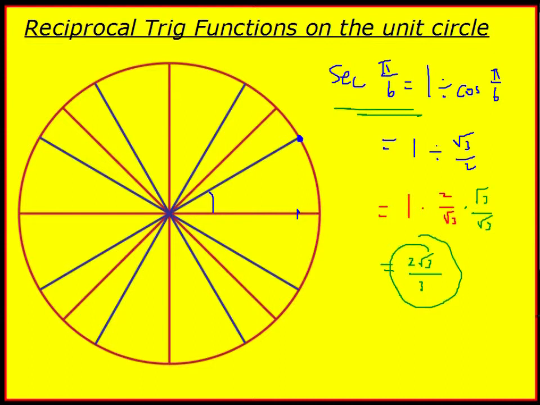This again works for all the trig functions. Secant is 1 divided by cosine, which is 1 divided by x. Cosecant of theta, or in this case pi over 6, is a reciprocal of sine, so that's 1 divided by y. And cotangent, which is a reciprocal of tangent, is going to be, instead of y divided by x, x divided by y.